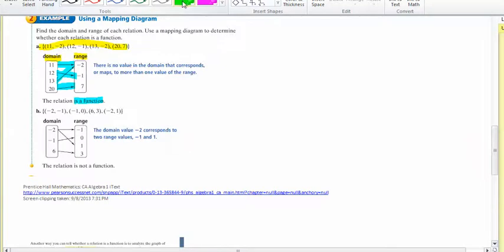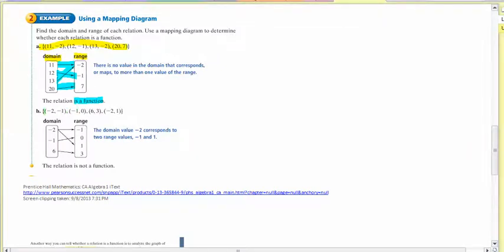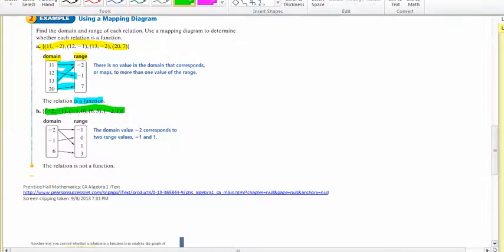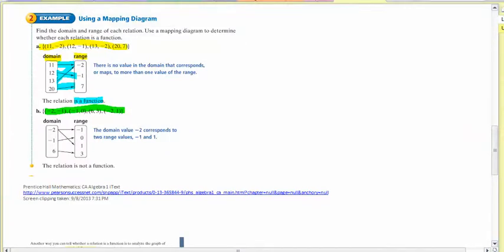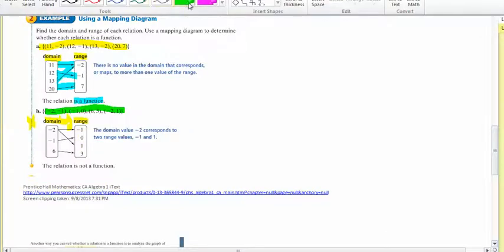Okay, let's look at the next one. So we took our ordered pairs here, and we are going to list them, the domain and the range, so our x values and our y values. So -2, -1, and 6. Don't list -2 twice. And then -1, 0, 1, and 3. Okay, so now we're going to pair them.